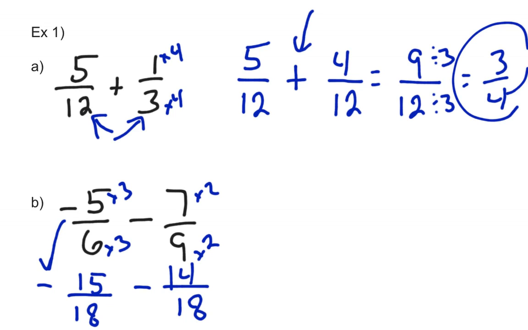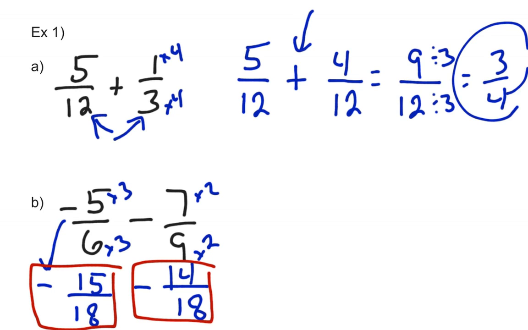And again, don't forget that negative comes down here. And remember how we look at this. I look at this as a negative 15/18, and this as a negative 14/18. So the signs are the same. They're both negative, so that tells me to add them together. The 15 and the 14 gives me 29. Denominator stays the same as 18, and since they were both negative, they're going to stay negative.